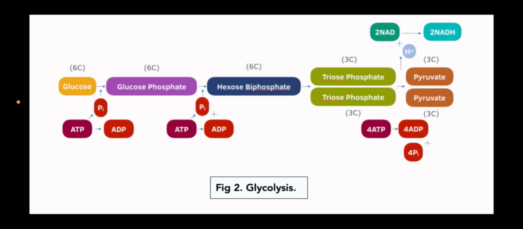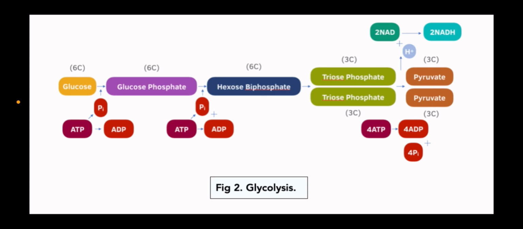Glycolysis occurs in the cytoplasm of the cell, and if we look at the diagram here, we can see it starts off with glucose, which is a 6-carbon compound molecule. Then 2 ATPs are hydrolyzed into inorganic phosphate and ADP. ATP stands for adenosine triphosphate and ADP stands for adenosine diphosphate. We might get a question on that, so it's important to know what those two acronyms stand for.